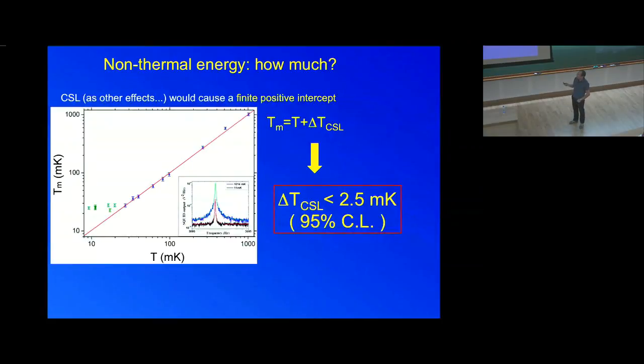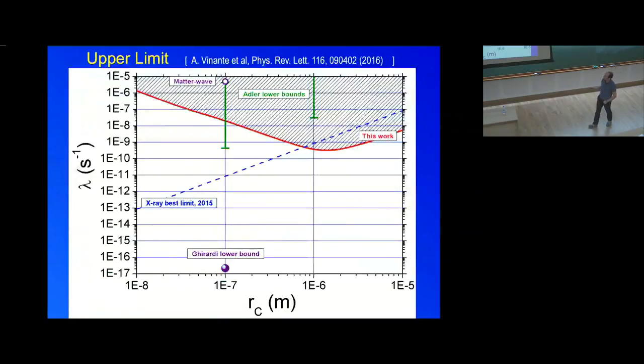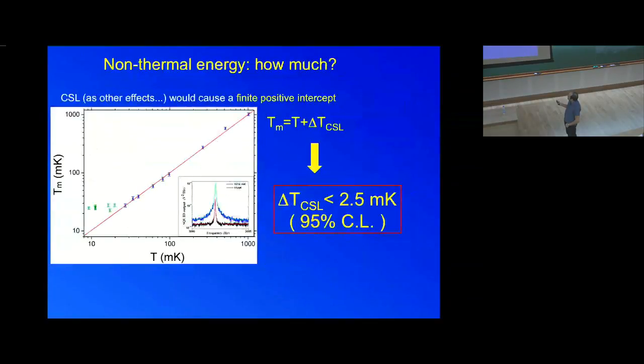So one thing was how do we go from this to the exclusion plot in the CSL parameter space? I don't know if this was clear, which is actually this one. This is the thing that is interesting for the CSL theory, but the experiment is just this. The experiment just gives this number, this relation. You know that the maximum increase of temperature in the system cannot be higher than 2.5 millikelvin.